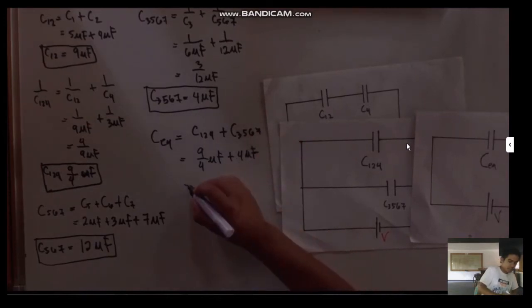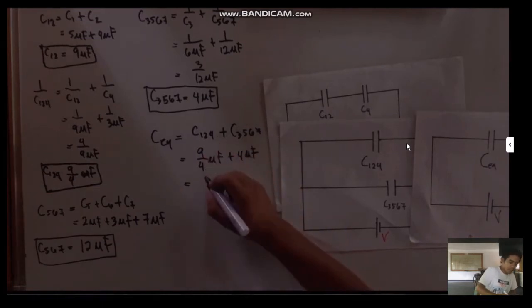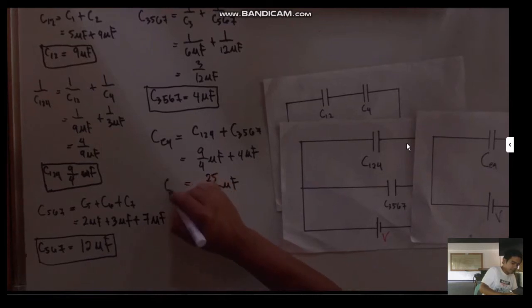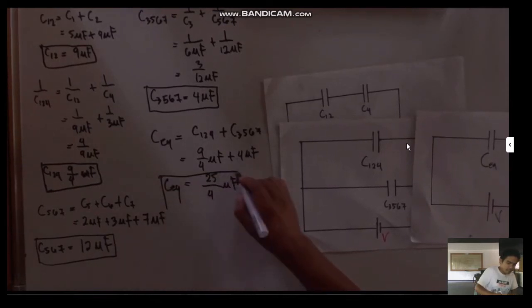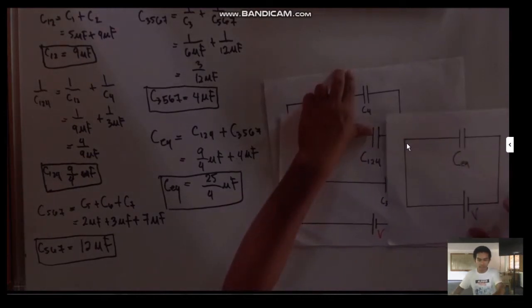microfarad. So this is multiplied by 4. 16 plus 9, that's 25 over 4 microfarad. So that is the equivalent capacitance. Right? We have now the equivalent capacitance.